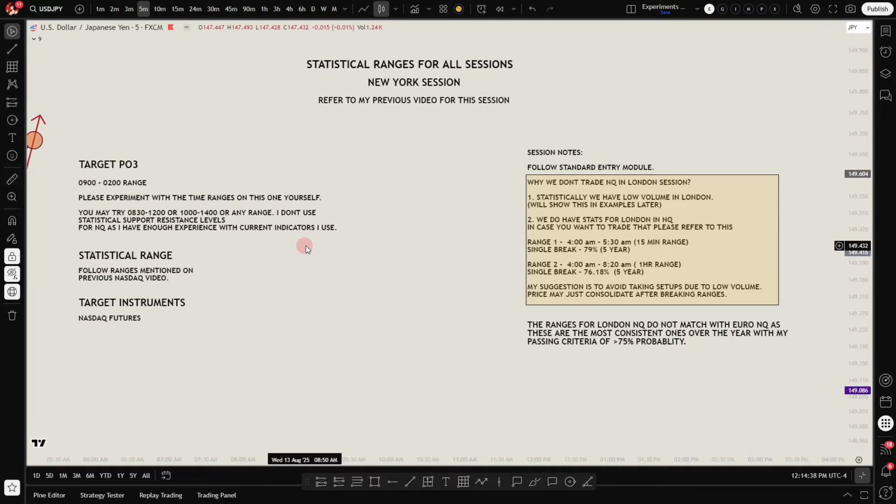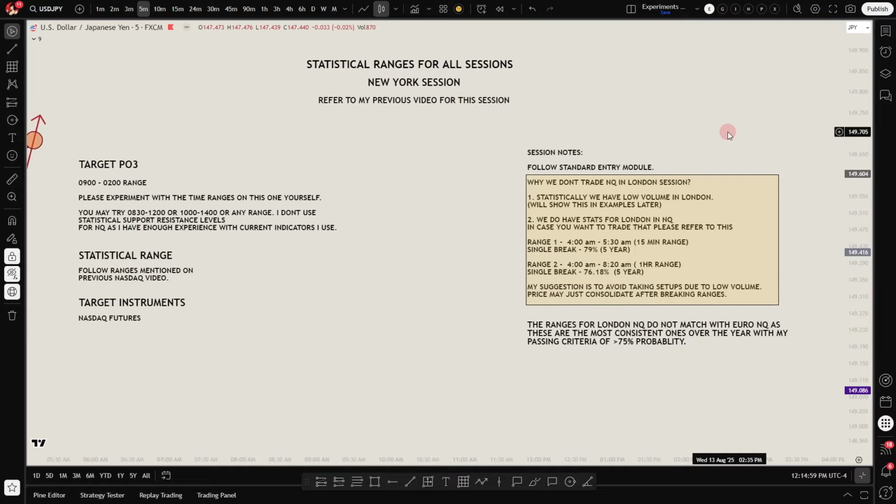Target instrument: NASDAQ Futures, NQ. Special session notes. 1. Always follow the standard entry module when trading New York. 2. Why not trade NASDAQ in London? The London session has low volume for NASDAQ futures. I'll show this in the examples later.